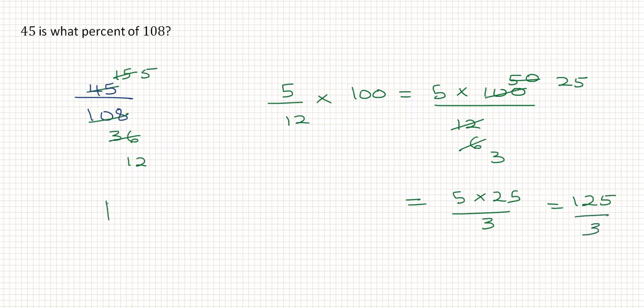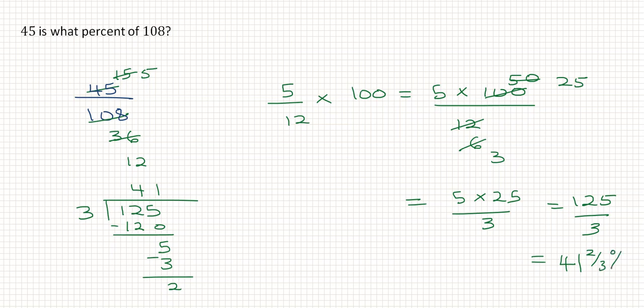So let's go ahead and do our division. 125 divided by 3. 12 divided by 3, we have 4. 4 multiplied by 3, we have 12. And then there's a 0 here. So we have 5 left over. 5 divided by 3, we have 1. 1 multiplied by 3, we have 3. Subtract, we're left with a 2. So this is going to give us 41 and 2 over 3%.